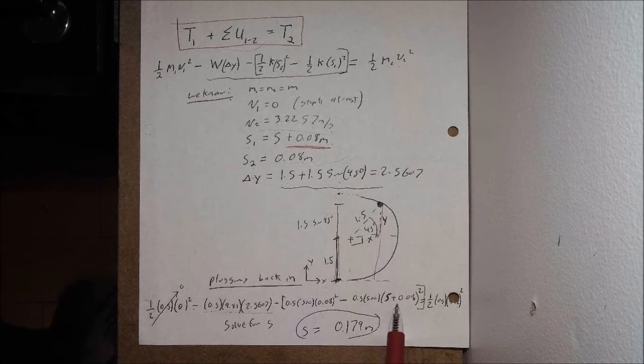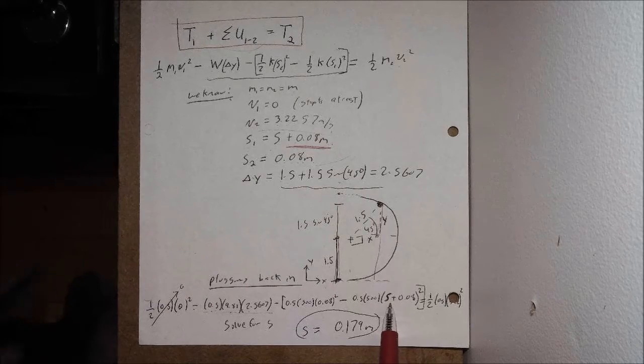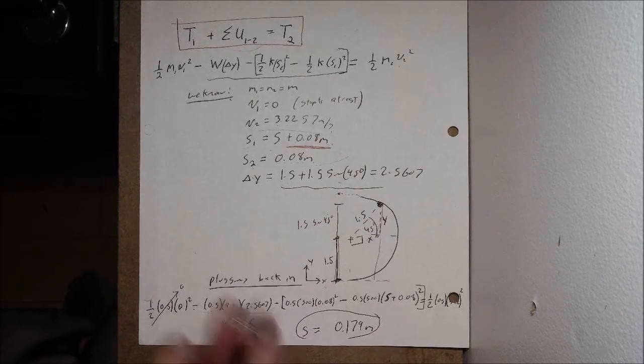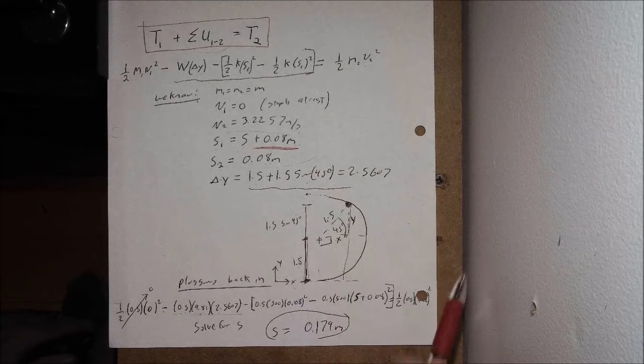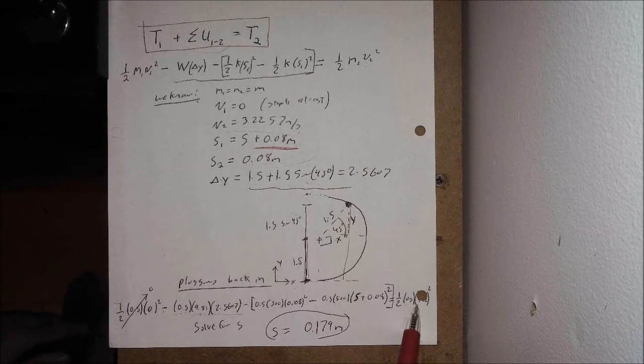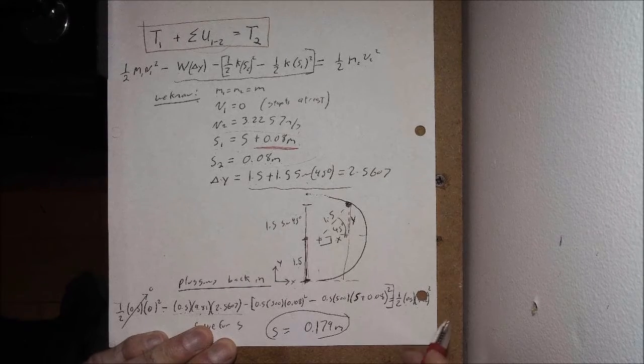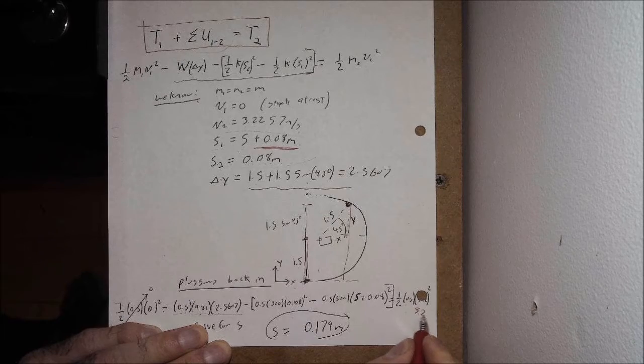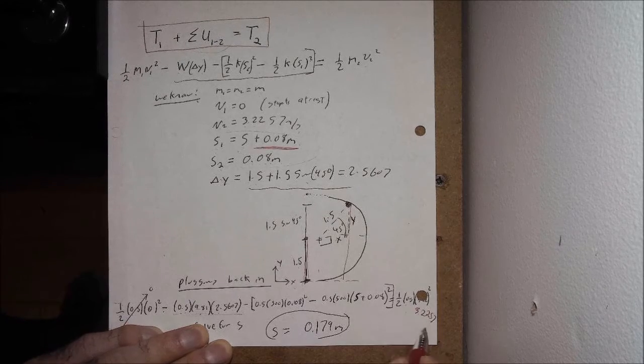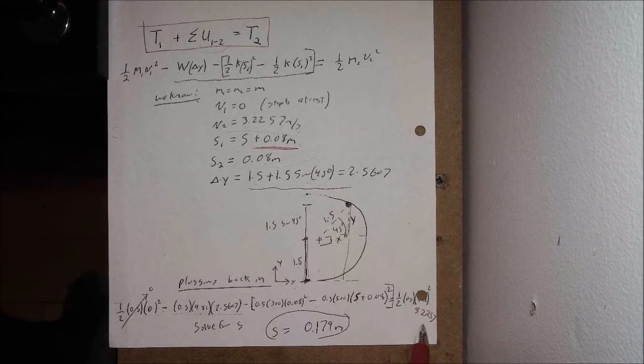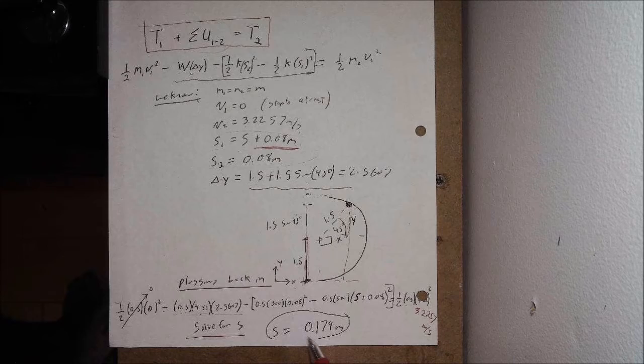So now we have everything in terms of s. Our s1 and our s2 go away within this equation. And this is equal to 1/2 m v2 squared, which is 1/2 our mass of 0.5, and our v2, which got cut off there, is 3.2257 meters per second. So we can plug and chug this whole equation, solve for our s, and what we find is our s is equal to 0.179 meters.